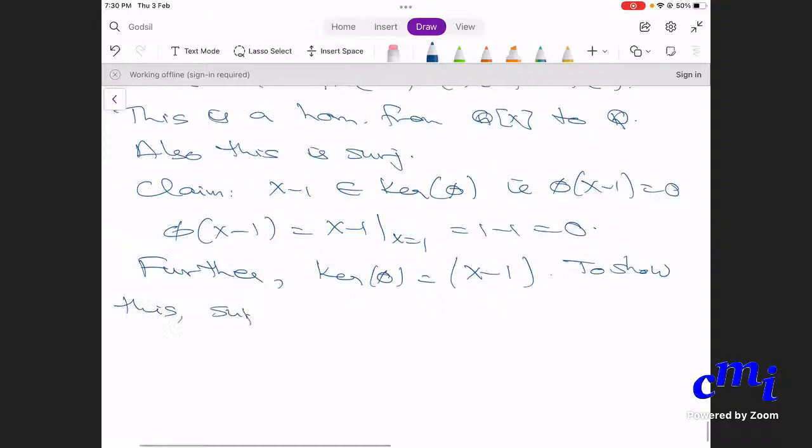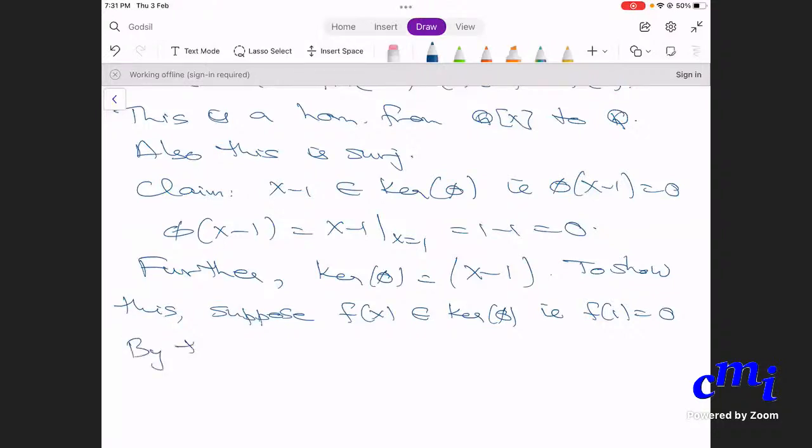Suppose some f(x) belongs to the kernel of phi. What does it mean? That means f(1) is 0, because phi of f(x) is actually equal to f(1). That's how we define phi. So f(x) being in the kernel of phi is the same as saying f(1) is 0. I want to show that x minus 1 divides f(x). So by the Euclidean algorithm, or if you just say remainder theorem, you're done. But let me just say it in a little more detail.